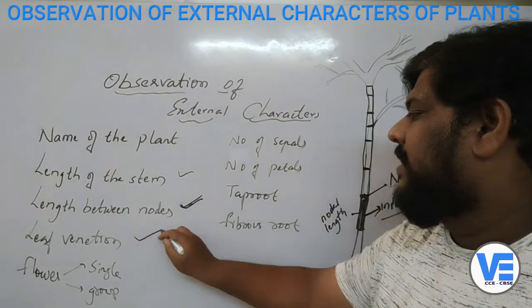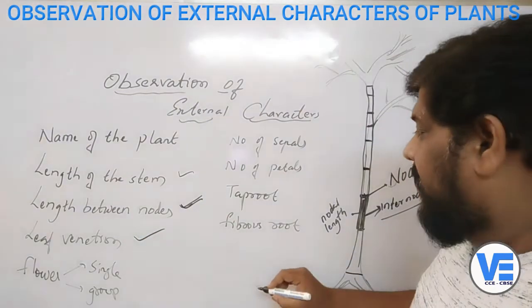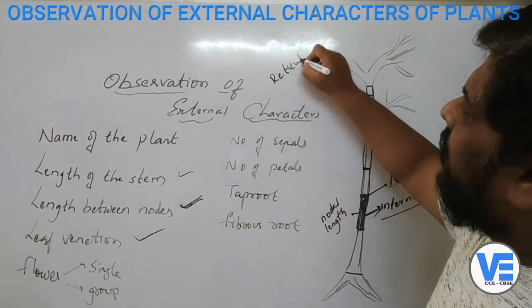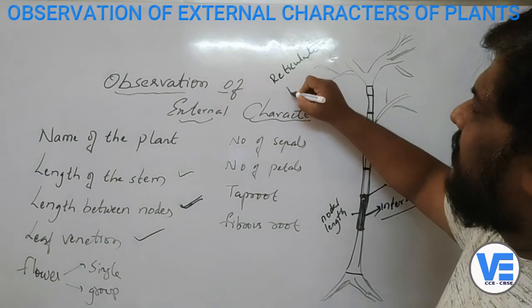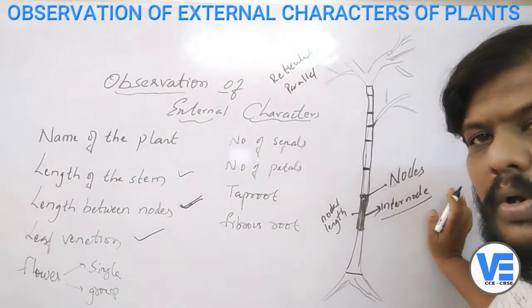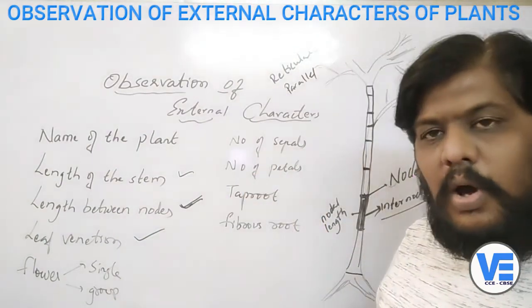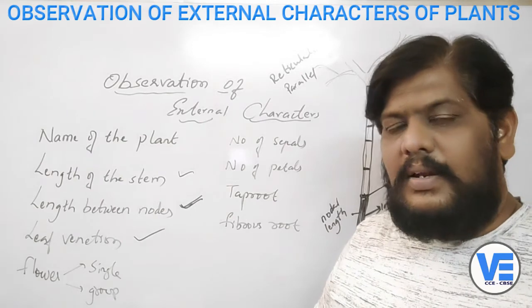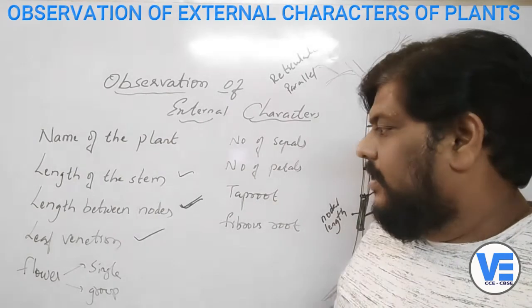And next one is the leaf venation. Already we have seen the two kinds of venation, right? One is the reticulate venation, next one is the parallel venation. So you can go ahead with the reticulate venation, or else you can go ahead with the parallel venation. Whatever the leaf is, you can write it down.